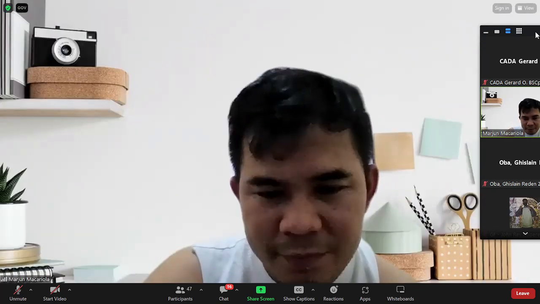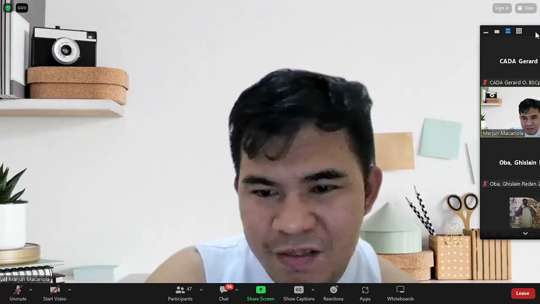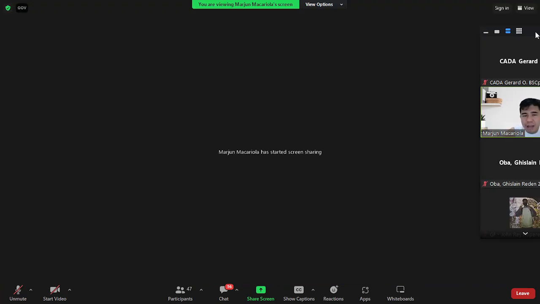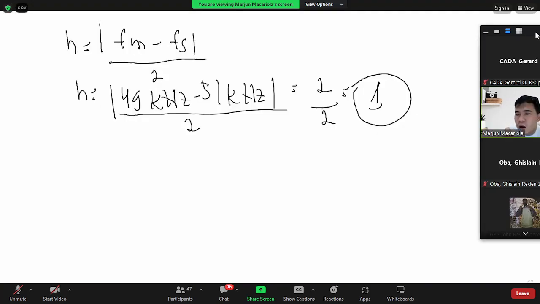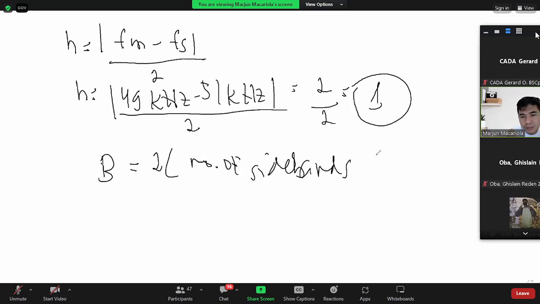Okay. So by computing the H factor, we already know that a modulation index of 1 has 3 corresponding sidebands. Okay? And the formula in finding the bandwidth using Bessel function table is bandwidth is equal to 2 times the number of sidebands times FA. Okay?